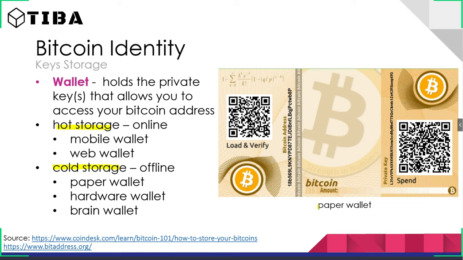So here's an example of paper wallet. And you can see right here, that's the Bitcoin address. And then right here is a private key. So whenever you're trying to receive something, you give people this QR code with these strings. And then whenever you're trying to spend your Bitcoin, you use this side.